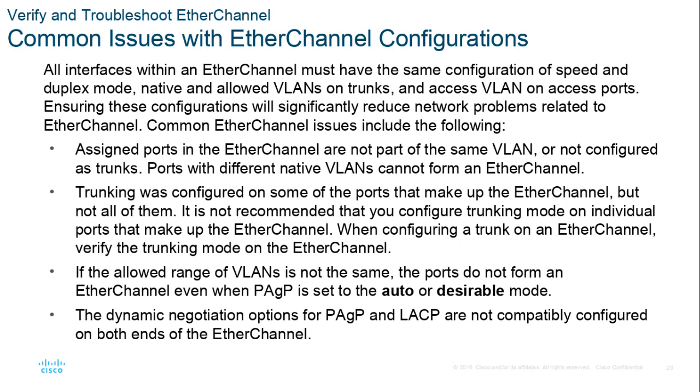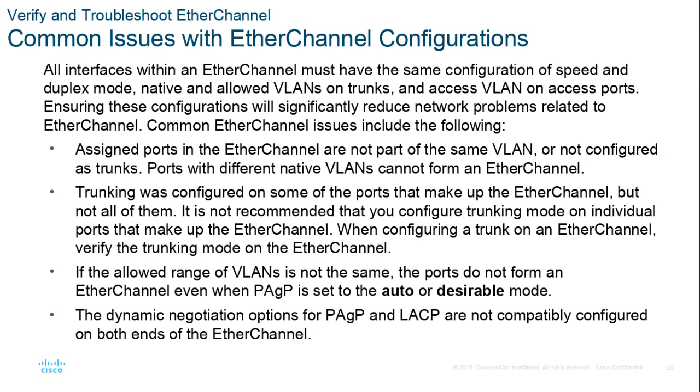So if the assigned ports in the EtherChannel are not part of the same VLAN, they're not going to work. If they're not configured as trunks, they should be configured as trunks between different switches. If I try to connect two EtherChannel groups together and they have different native VLANs, they won't form up. If trunking was configured on some of the ports but not all of them, that could create a problem.